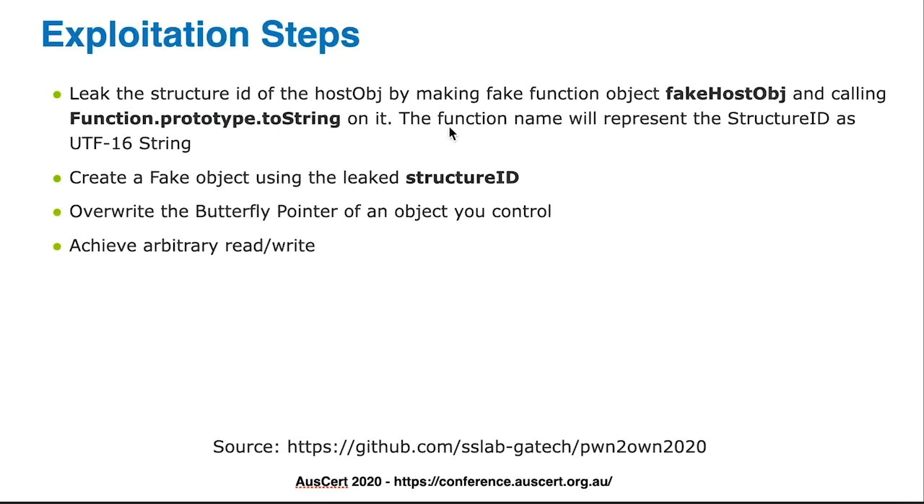function on it. And the output will basically contain a function name which will represent the structure ID as a UTF-16 string. Then you can create a fake object using the leaked structure ID, eventually being able to override the butterfly pointer of an object that you control, which, as we discussed, will give you arbitrary read write.